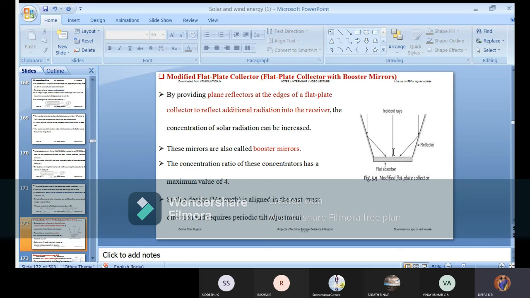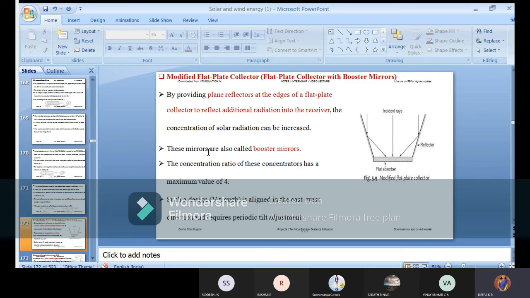But if you consider 100 or 1000, it cannot be shown, right? So you're going to assume it. So that's what they have given: providing a plane reflector at the edges of a flat plate collector to reflect additional radiation into the receiver. Definitely, right? They're adding it. If it's a normal one without any mirror, you'll get hardly one. But if they add the mirror, then definitely you're going to get more rays incident on the absorber portion.